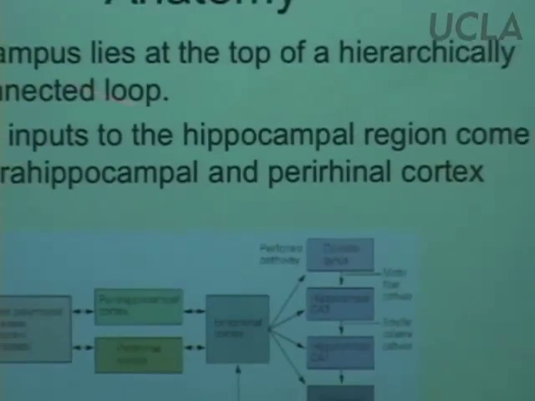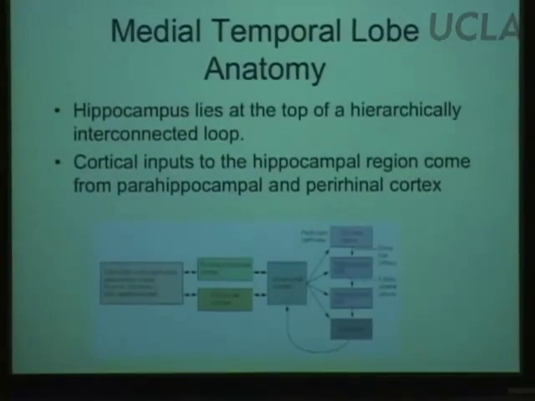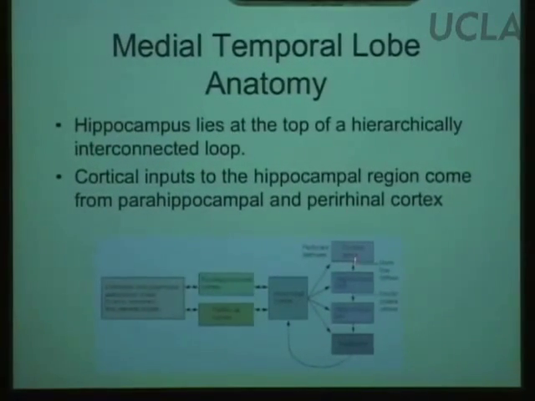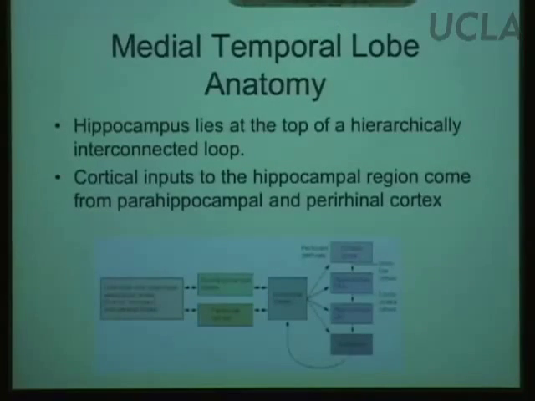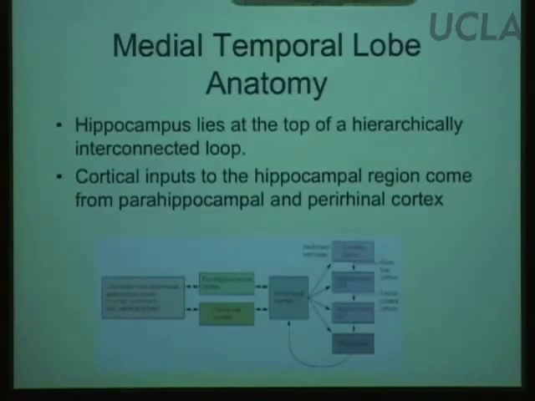Okay, so medial temporal lobe anatomy. Last week I introduced this, that the hippocampus lies at the top of a hierarchically interconnected loop. Here are the hippocampal regions, getting inputs from entorhinal cortex, which gets inputs from the parahippocampal and perirhinal cortex, which get inputs from all over the brain, from association cortices and all the different lobes. And in addition, there's feedback through entorhinal cortex and back. So it's like a loop. We went over that last week.